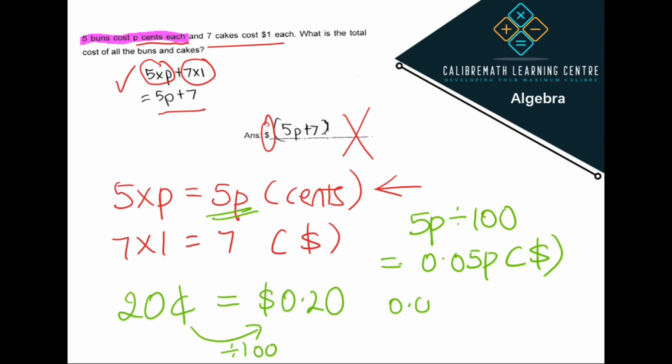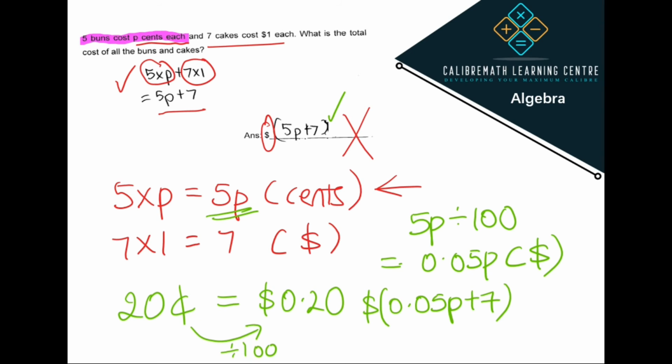So then you can add 0.05P plus 7. And then this is the correct answer in dollars. Remember your brackets, which the student has done. Very good. So just make sure that in the exam, you check the units that are given, especially when you're doing algebra, because it may seem that you don't really make use of your units. You don't really write down your units when you're doing algebra.